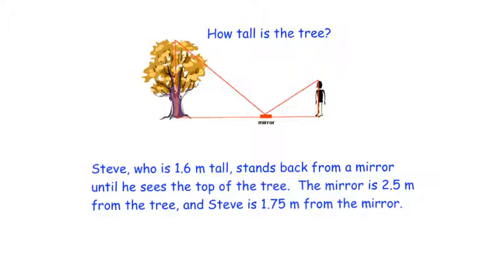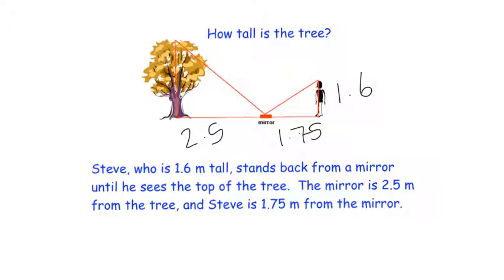Yeah, so this is actually pretty cool, and it's a little hard to describe with just a picture like this, but if you watch the video that I link, then you'll see a little better how this works. Anyhow, if we just put in some numbers on our diagram, we see that Steve is 1.6 meters tall, so we'll just put that in, 1.6 meters. The mirror is 2.5 meters from the tree, and Steve is 1.75 meters from the mirror. So there you go.